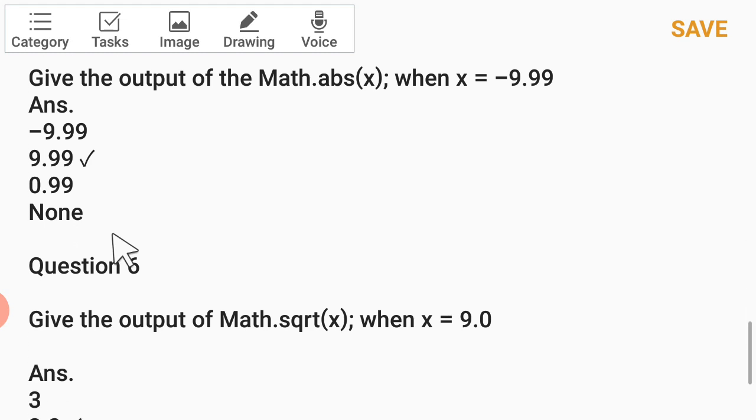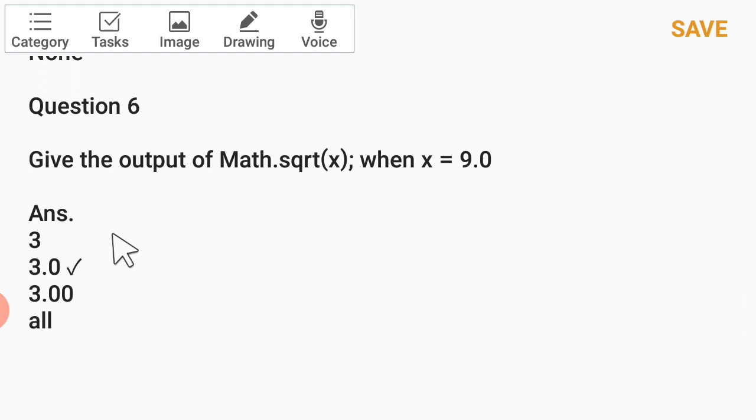Now students, after that we have: give the output of Math.sqrt(x) when x equals 9.0. So sqrt is square root again, and 3.0 is the right answer because the value must be of double type. That's why 3, an integer, is not possible. 3.00 has no sense in Java, so 3.0 is the correct answer. All is not possible because the correct answer is very much here, the other two are wrong.